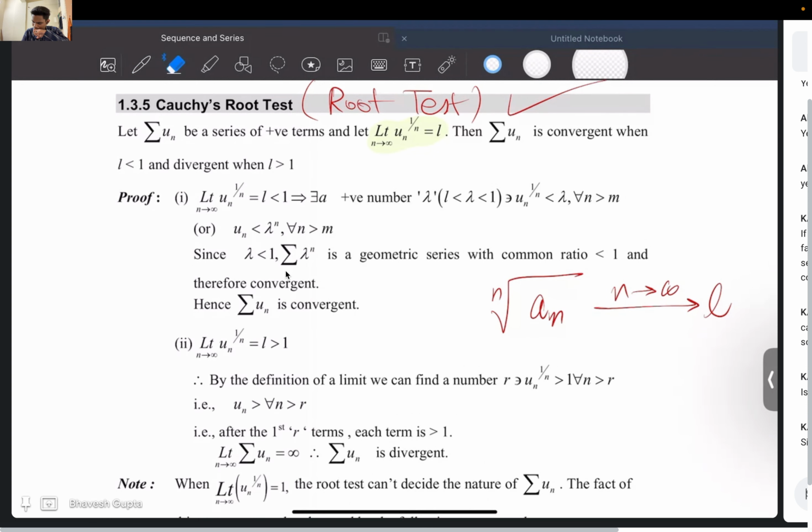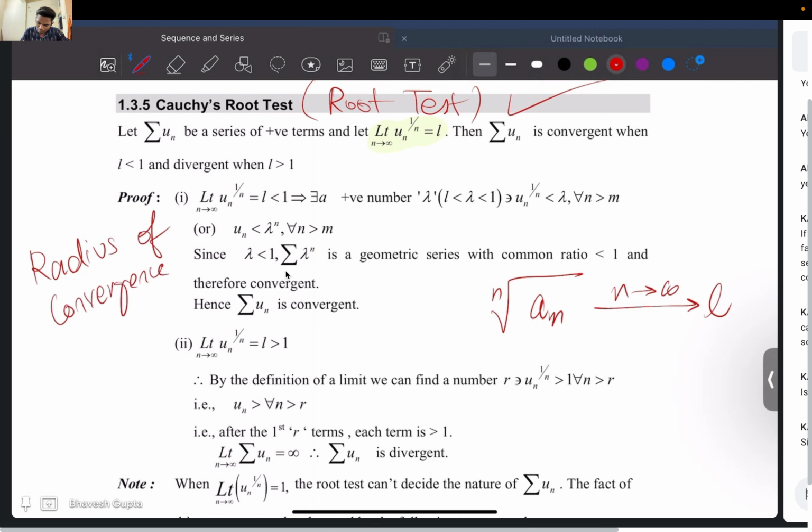The thing is that all these root tests and ratio tests are not just tests to check whether they are convergent or not. They give you very important information, and that is something called the radius of convergence. I don't know whether this thing is taught to you. This radius of convergence idea basically tells you the extent to which this is convergent. I can explain this to you.